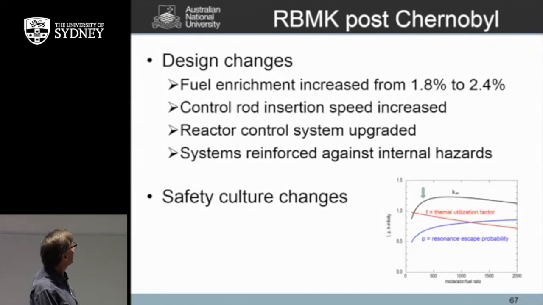These RBMK reactors have continued to run post-Chernobyl. One of the things that was done was to increase the fuel enrichment. And when I first read that, I thought, that sounds crazy. You're making it safer by putting more fissile material into the core. But the reason it works is because of this graph I showed you here. Increasing the fuel enrichment from 1.8% to 2.4% is enough to move you from this operating point over to here on the curve and make the reactor safer.